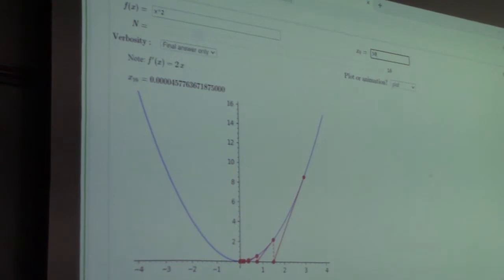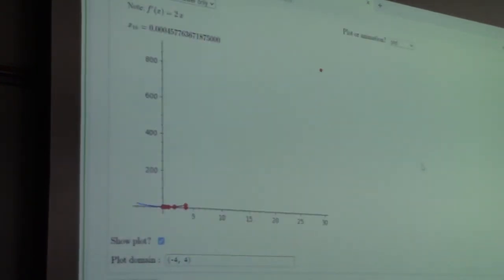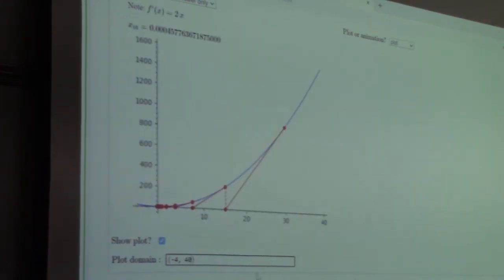What if I make the initial guess 30? That would be dumb. Let's do it. Apparently he's got the plot set, so it will plot the guesses, but it won't adjust. This plot domain, let me make that go out a little bit more. I like that he's put this little plot window down here. It's kind of nice, right? So there you go. It gives you a better sense of it.